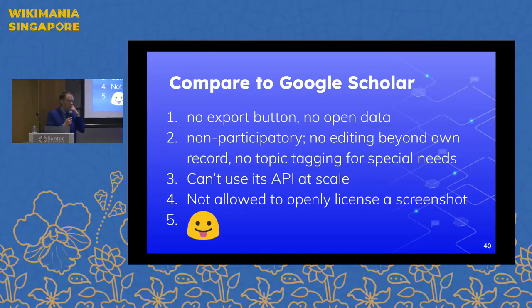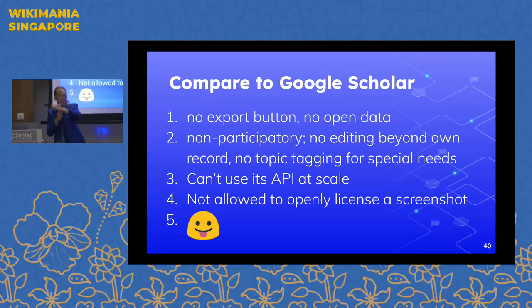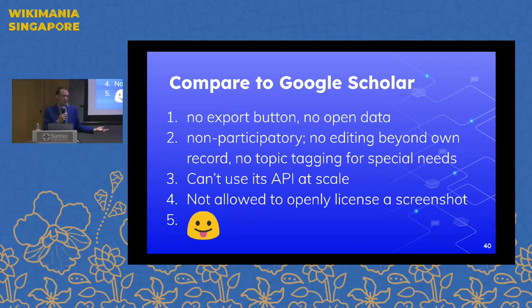More comparison to Google. With Wikidata, if you want, for whatever reason, to export your citations to somewhere else, we have an export button. Of course, it's free content. You're allowed to move data into Wikipedia. You're allowed to move content out. With Google, no, you can't move any of their data out. Google famously wants you to go into their platform and stay in their platform. They don't have an export button. If you see a problem in Google, you can't fix it. They don't have an anyone can edit button.